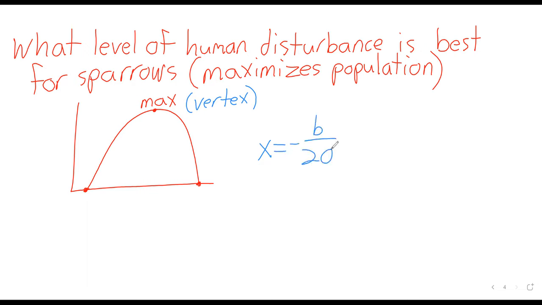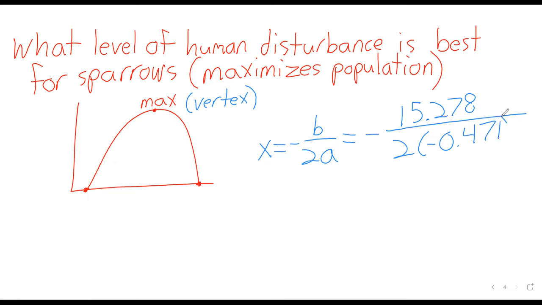So we are plugging and playing with the vertex formula. Negative B is 15.278, divided by 2 times A, negative 0.471. And actually doing this is going to be quick, a piece of cake. Again, when people have problems, it's usually recognizing that this is the formula we want to use.